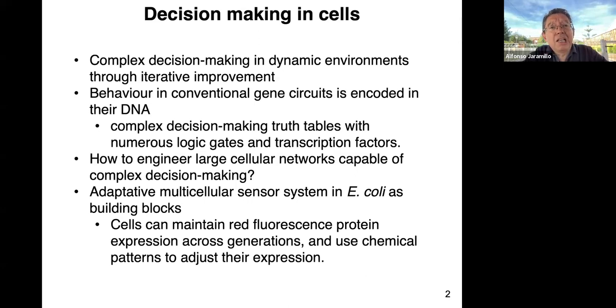This means that if the cells respond to a given chemical pattern by lighting up to a given fluorescence, then they can be trained to express less red fluorescence to the same pattern, but not to other patterns, only to that pattern. That's very key and important, because if we are able to do that, then we open a lot of possibilities in programming decision making.